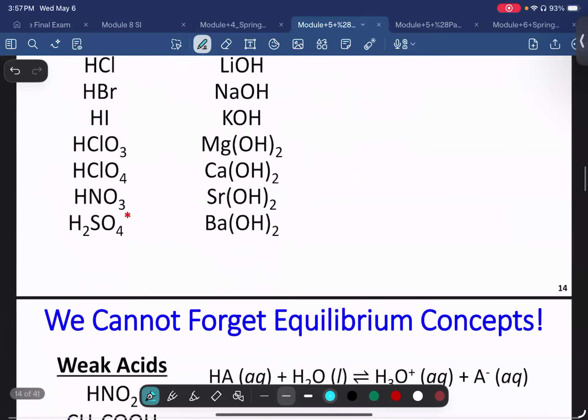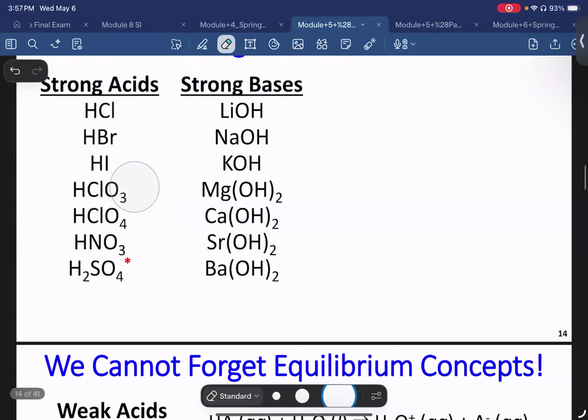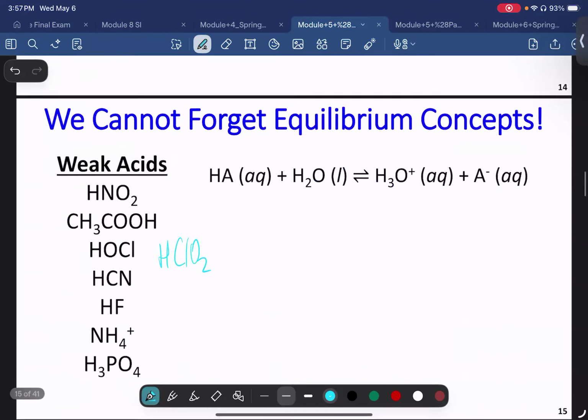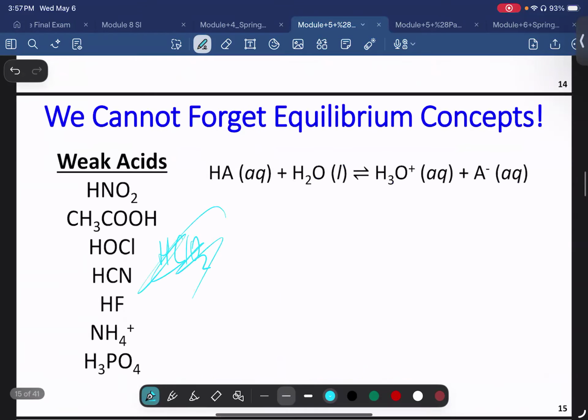So this is a good list of strong acids and strong bases, and then this is a good list of weak acids. One thing I would also add to this list is ClO2. That's also a weak acid, and you could tell that from here. This is where it's from. That's pretty much most of the weak acids they would expect you to know.